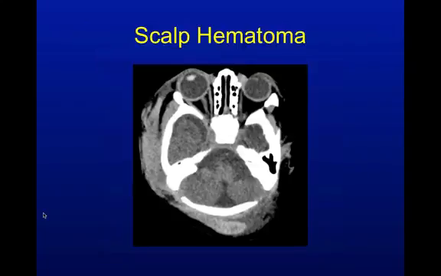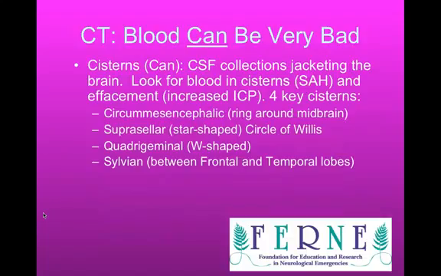Don't forget to look outside the brain. So in this case, big scalp hematoma here, right? You probably picked that up on clinical exam as well, but just don't forget to look at it, and then you're going to be interested in doing the bone windows to see if there's a skull fracture underneath there. Okay, so that's blood. So let's move on to the cisterns.